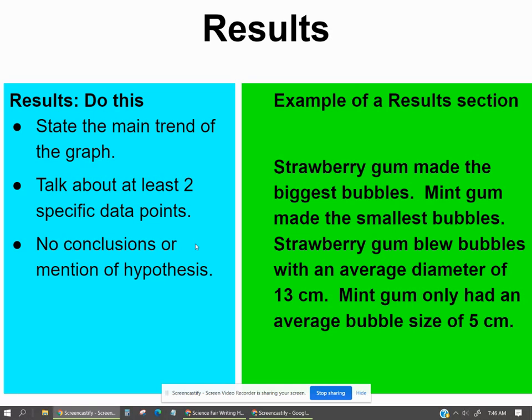Okay, so here's an example of a results section that would be okay. Strawberry gum made the biggest bubbles. Mint gum made the smallest bubbles. Strawberry gum blew bubbles with an average diameter of 13 centimeters. Mint gum only had an average bubble size of 5 centimeters. Okay, so that's got the main trend, that strawberry gum made the biggest bubbles and that mint gum made the smallest bubbles. So that's like the general trend. You could have more than this, like if there were other unusual things in there, you would say those too.